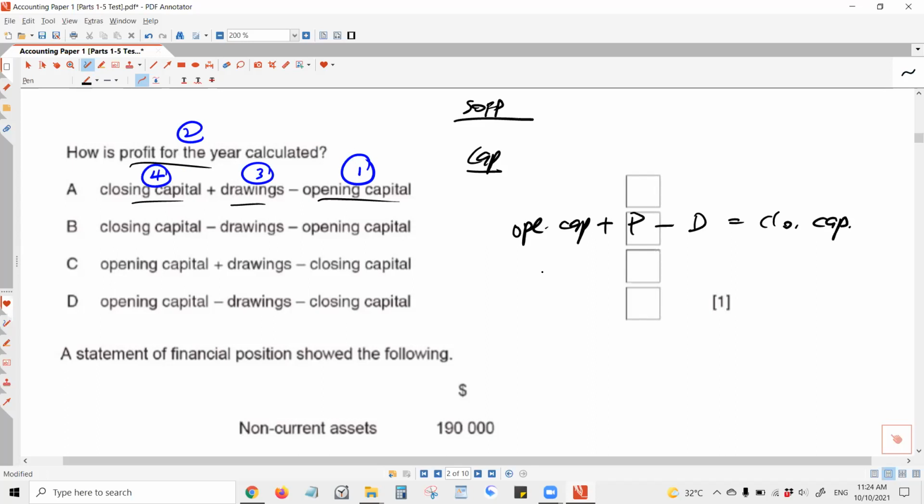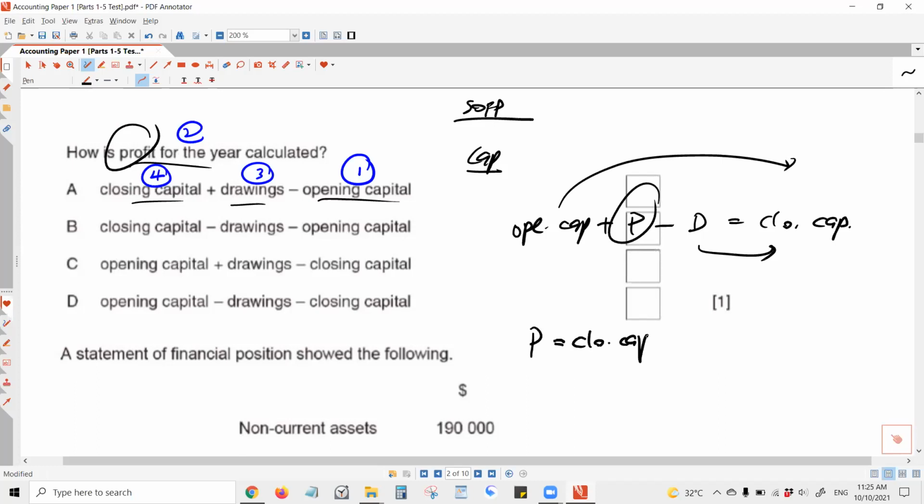Rearrange not using your mind. You rearrange by writing down. Okay, by writing down. So you need to put the P at one side. So that means you have to move the other two to the other side. Okay, so profit equal to closing capital minus opening capital plus drawing.